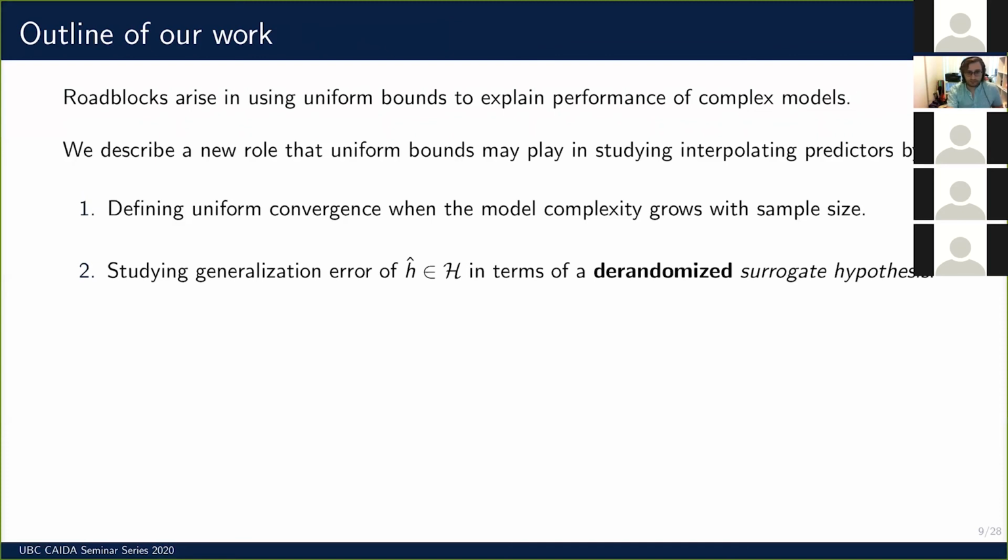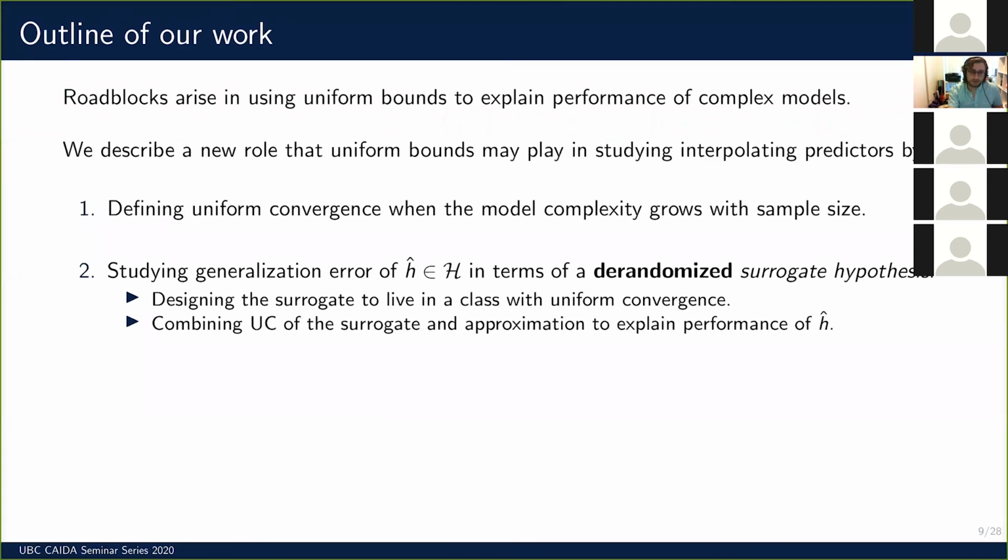And then we're going to introduce the study of the generalization error of our learned hypothesis H hat from our hypothesis class H in terms of a derandomized surrogate hypothesis. And so we're going to design surrogates to live in a class with uniform convergence, and we're going to combine the uniform convergence of the surrogate and some approximation results to explain the performance of our actual learned hypothesis.